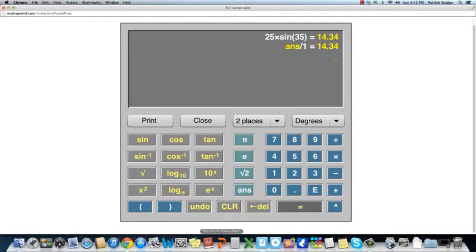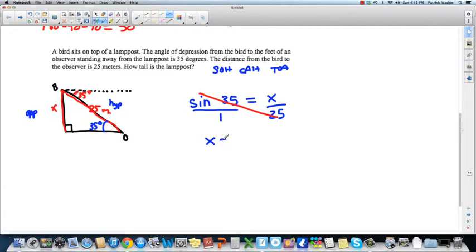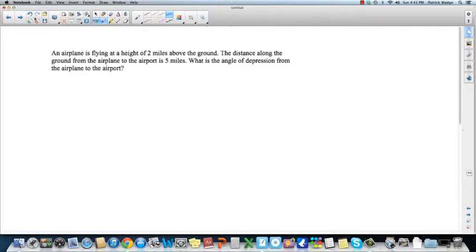You get 14.34. So we know that the x distance is 14.34. Why don't we just call it 14.3? 14.3 meters. Does that seem reasonable? If it's 25 meters here, the lamppost is 14.3 meters? I think so. I think that's a good answer. So we're finished. Okay, one more.